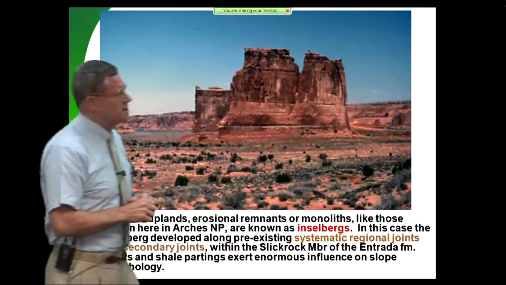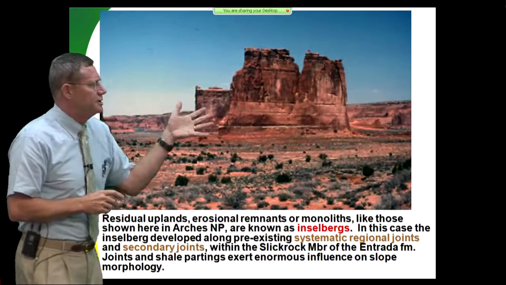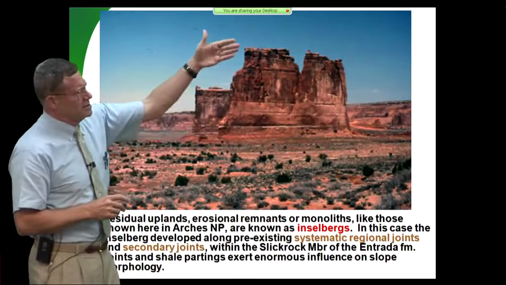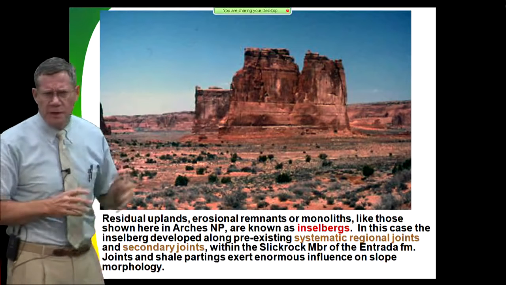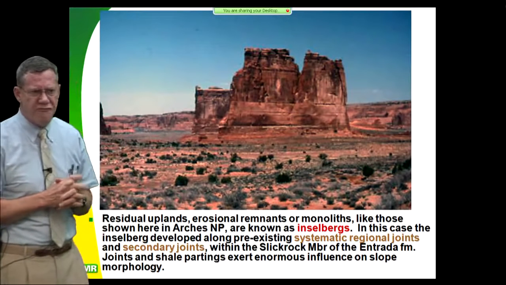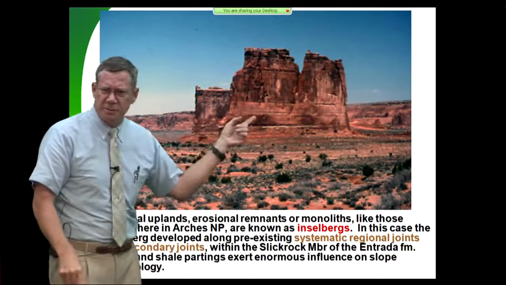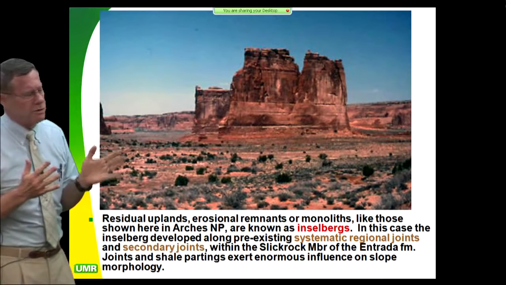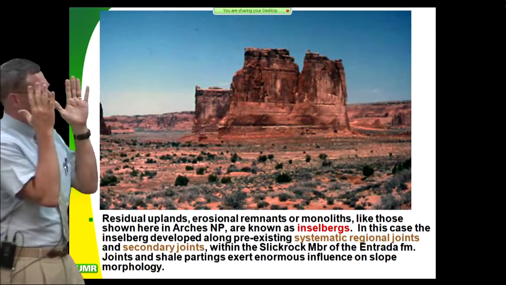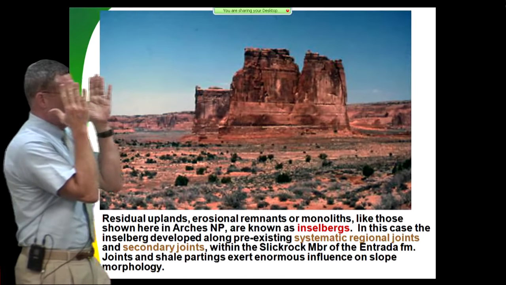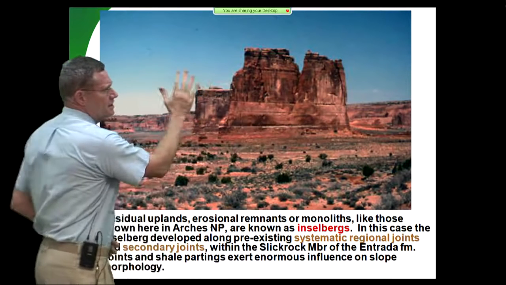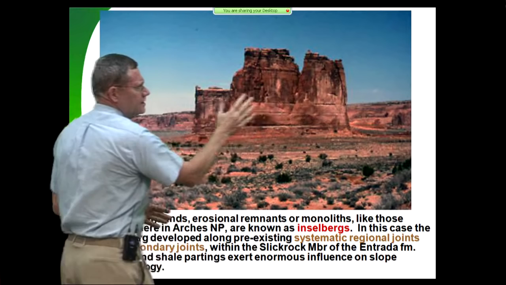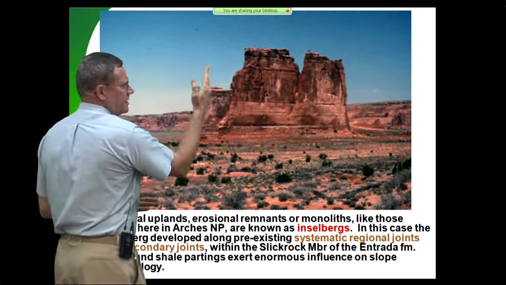Now you'll also see things like this, which are inselbergs. And most inselbergs like this, you love to use these in the Roadrunner movies, Beep Beep, going by. These are kind of inselbergs. They're usually controlled by joints. So you have regional systematic joints that usually form these nice, smooth faces you see here. And then you have the transverse set cutting off the other way.